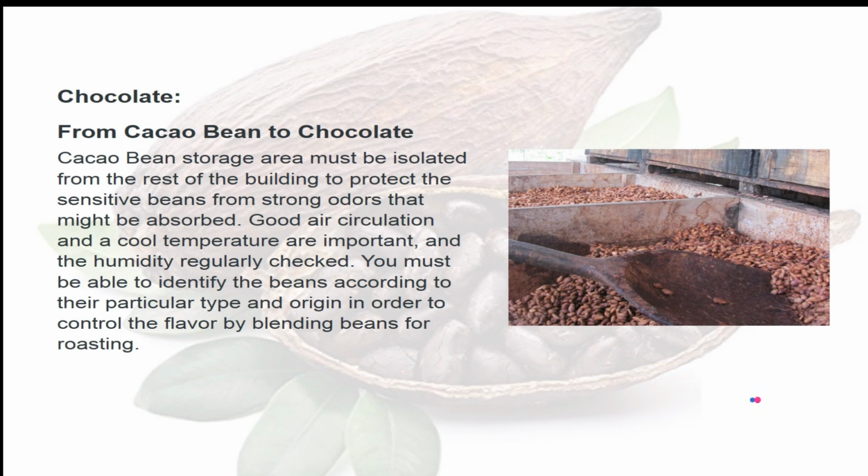Chocolate. From cacao bean to chocolate, the cacao bean storage area must be isolated from the rest of the building to protect the sensitive beans from strong odors that might be absorbed. Good air circulation and a cool temperature are important, and the humidity regularly checked. You must be able to identify the beans according to their particular type and origin in order to control the flavor by blending beans for roasting.